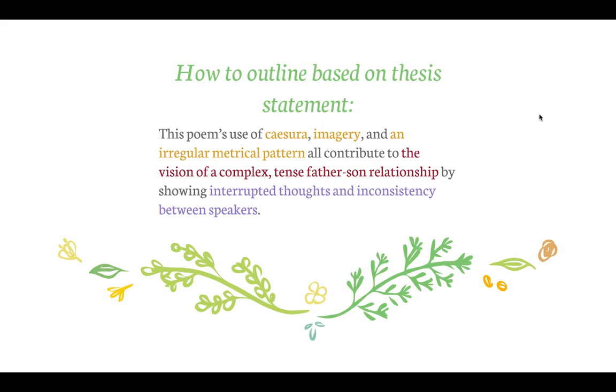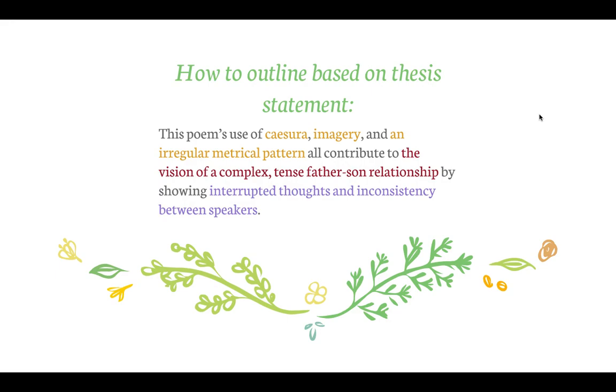So if we look at that same kind of color-coded pattern from the stronger thesis statement that we looked at earlier, it would be this poem's use of caesura, imagery, and an irregular metrical pattern all contribute to the vision of a complex tense father-son relationship by showing interrupted thoughts and inconsistency between speakers. So this thesis statement has set us up for success because we have specifics, we have what they do, and we have how they do it. And then from there, we're able to make a very solid outline for ourselves.